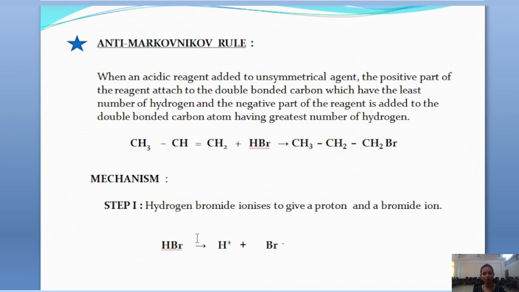So similarly, like Markovnikov's rule, anti-Markovnikov's rule also contains a three-step mechanism. In the first step, again we have to take our acidic reagent, right? Our acidic reagent is hydrogen bromide. If we again ionize the hydrogen bromide, it will give an H plus ion and a Br minus ion, right? Yes. So now we have ionized our hydrogen bromide.